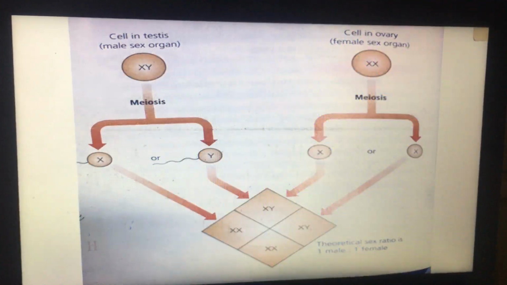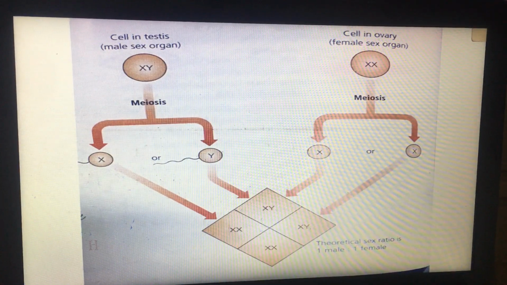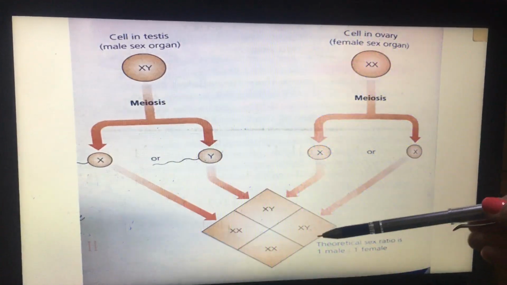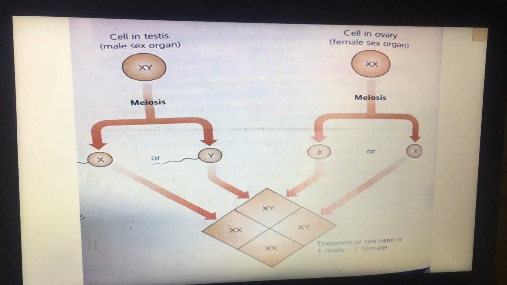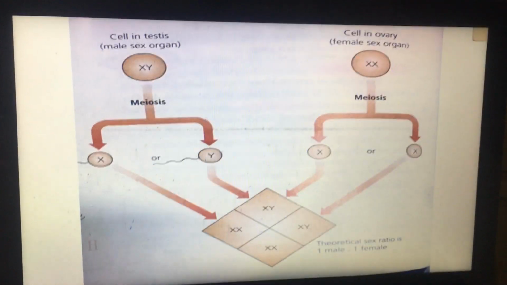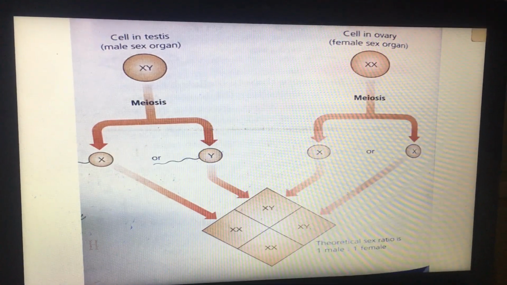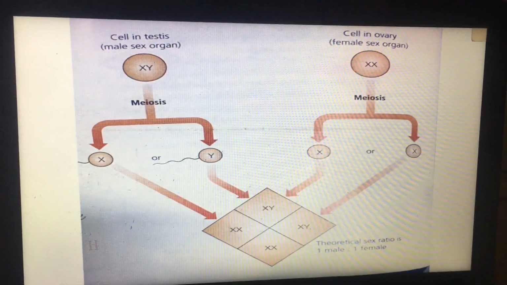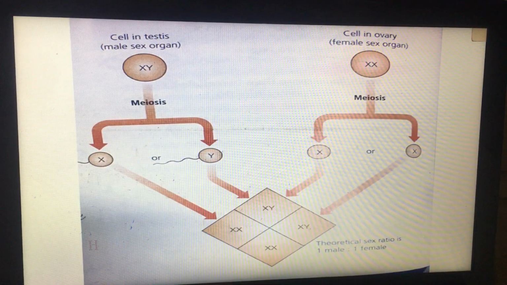So if the offspring has XX chromosomes, the child will be female. But if it has XY, the child will be male. So the result is that the presence of the Y chromosome will make the offspring male. So the note was that the man's sperm determines the sex of the children. Okay, so now we understand how the man's sperm determines the sex of the children.